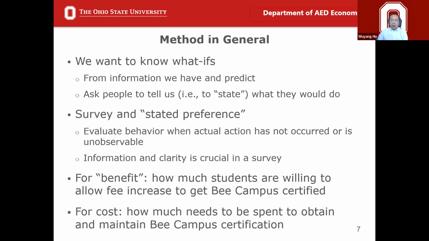For cost measure, we're going to calculate the estimated cost of implementing the requirements that OSU needs to obtain B Campus certification. So again, the benefits is from student support in terms of allow the increase of student fees to support to get this certification. The cost is actual cost or estimated cost of implementing the practices that are being required by B Campus USA certification.